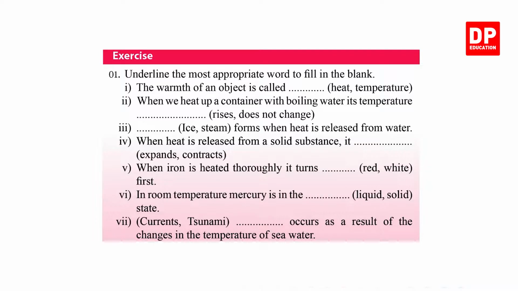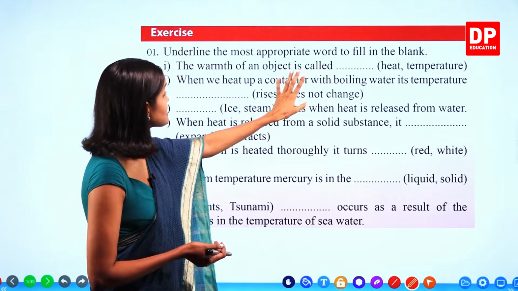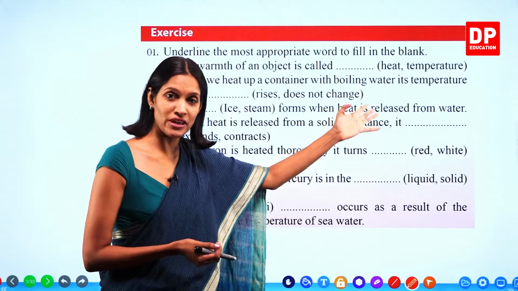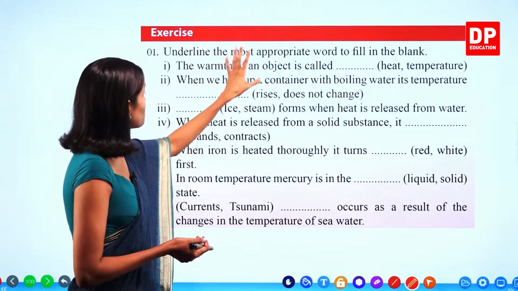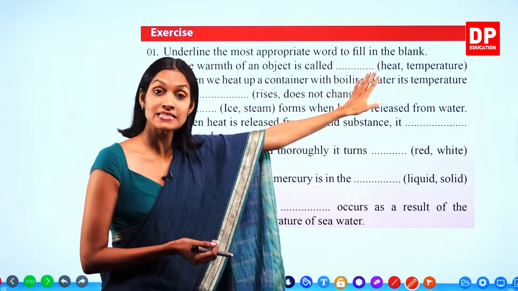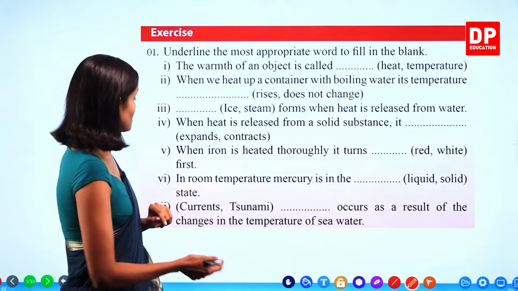Question number 1. Underline the most appropriate word to fill in the blank. Let's go through this. The warmth of an object is called heat, temperature. What is the answer, children? Now, heat is a type of energy. That warmth of an object is called, what is the answer? Temperature.